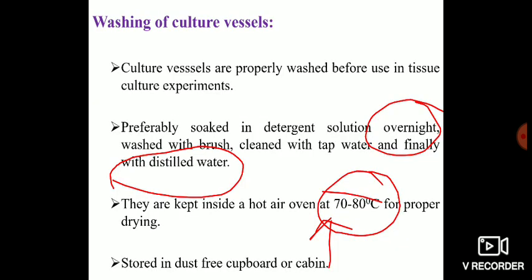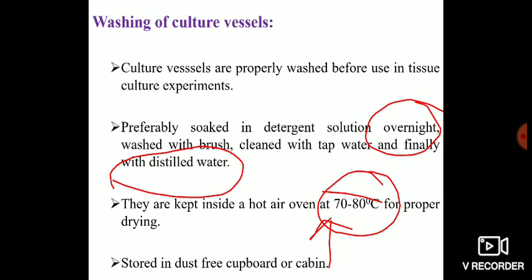Now the washing of culture vessels. How can we wash our culture vessels? You have to wash your culture vessels for a number of reasons, and the most important one is contamination. You have to ensure that all the culture vessels are properly washed to avoid contamination of bacteria and fungi. The washing of culture vessels preferably involves their soaking in detergent solution overnight. Then in the morning you will wash them with a brush, and you will clean them first with tap water and finally with distilled water.